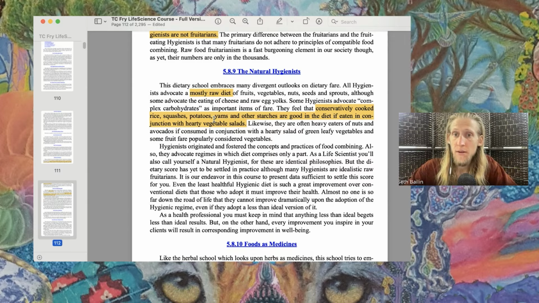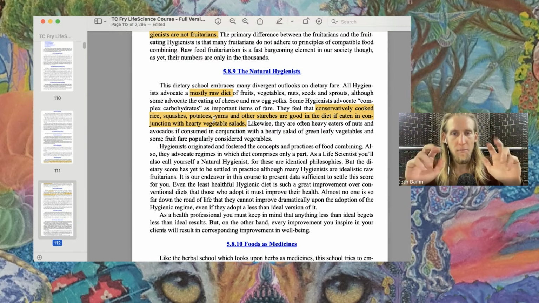Then there's natural hygiene. They advocate a mostly raw diet: fruits, vegetables, nuts, seeds, and sprouts. Some advocate the eating of cheese and raw egg yolks, and today in the National Health Association, I think is what it's called, the new version of the Natural Hygiene Association, they promote cooked vegan food. Whole food, plant-based, you might call it.